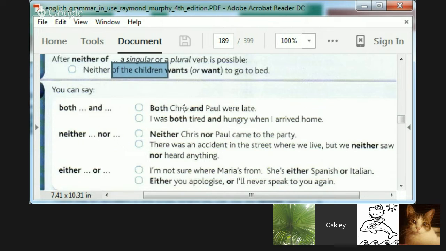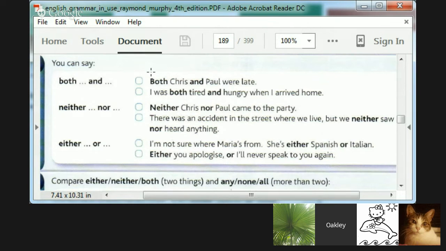Okay, here's some other examples, I guess, of how you can use them with and. They often work in conjunction: both with and, neither with nor, and either with or. Here's another common mistake. Don't put either with nor or neither with or. Neither goes with nor, either goes with or, always. So, for example, both and.